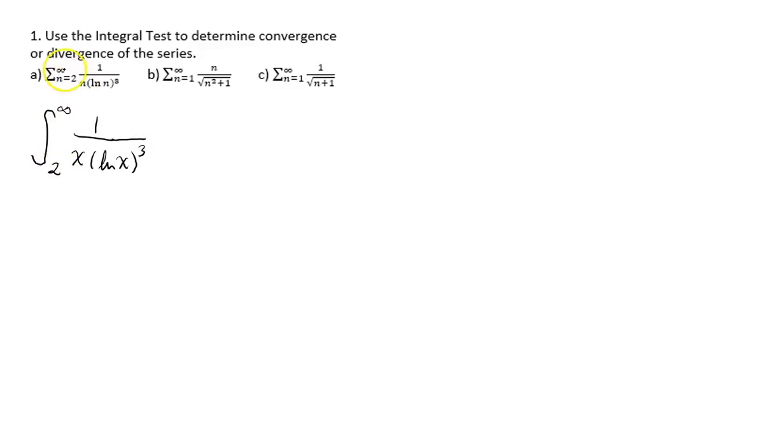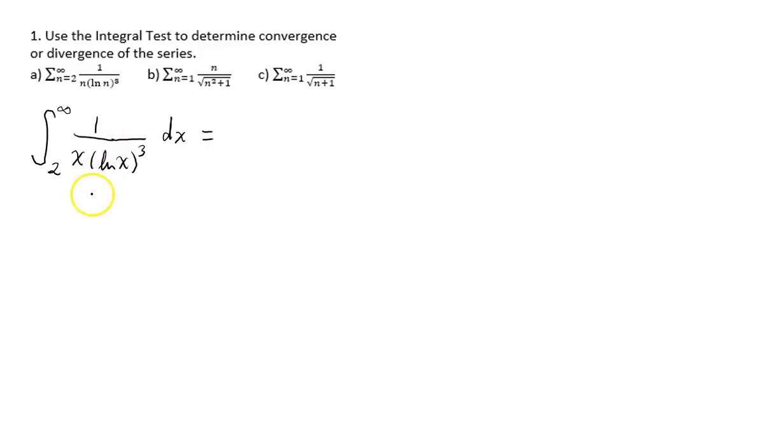The series goes from 2 to infinity, so I'm integrating from 2 to infinity. And then I do this integral. If it gives me a finite value, then this series will converge. If it doesn't, then this series will diverge.